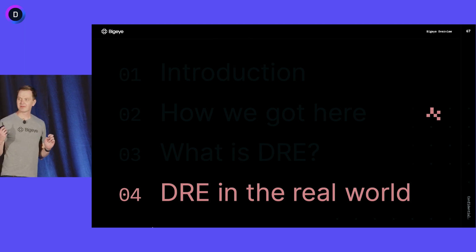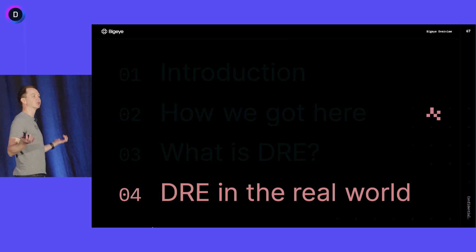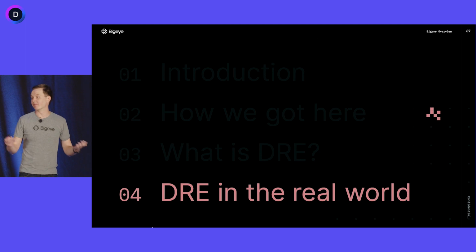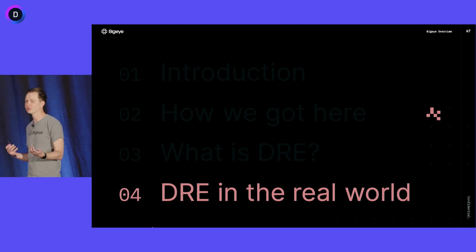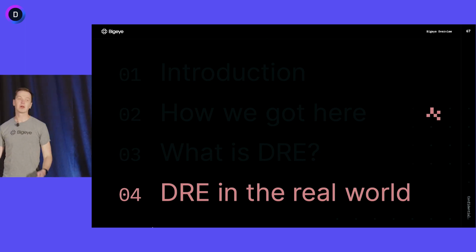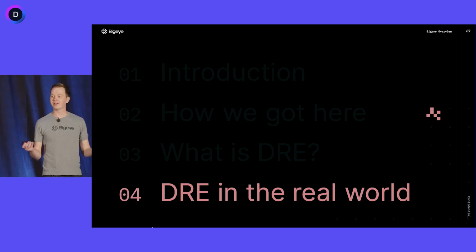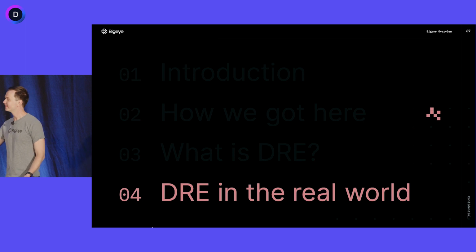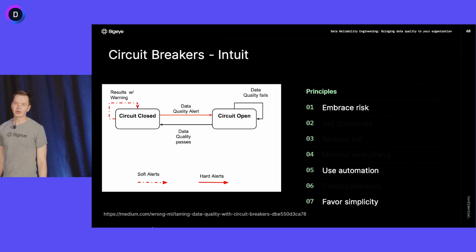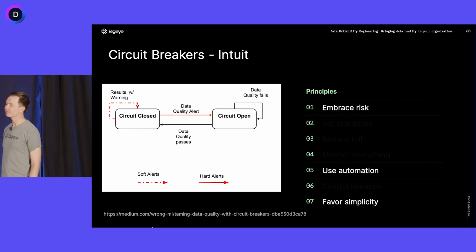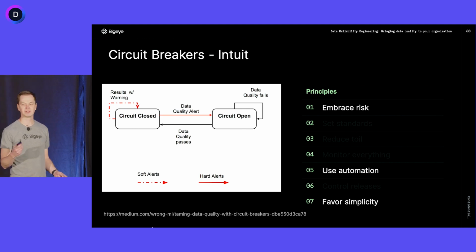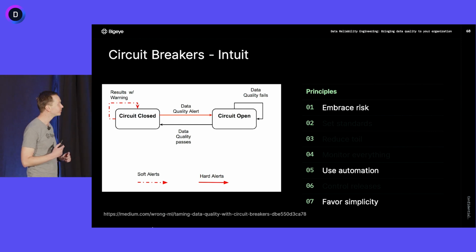So I've talked a lot about these conceptual terms of DRE and practices and tools, and you're like, well, that's great, Egor, but what am I actually going to do with this? How do I get started? Well, let's look at some examples of DRE in the real world. Circuit breakers from Intuit. There's a little blog post link. If you Google circuit breakers, Intuit circuit breakers, you'll find it.